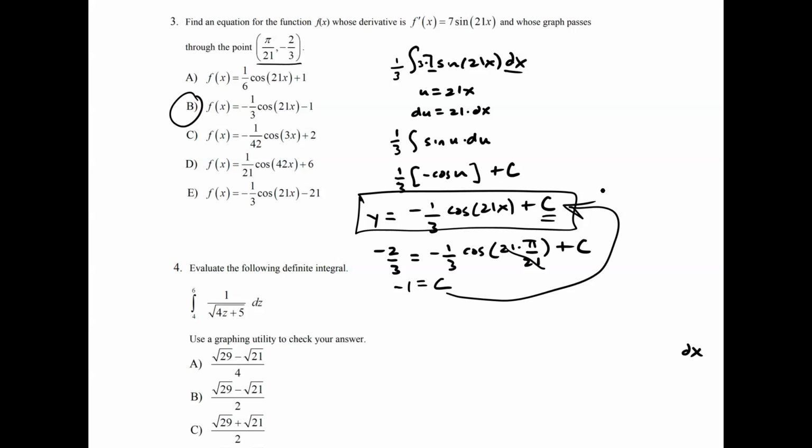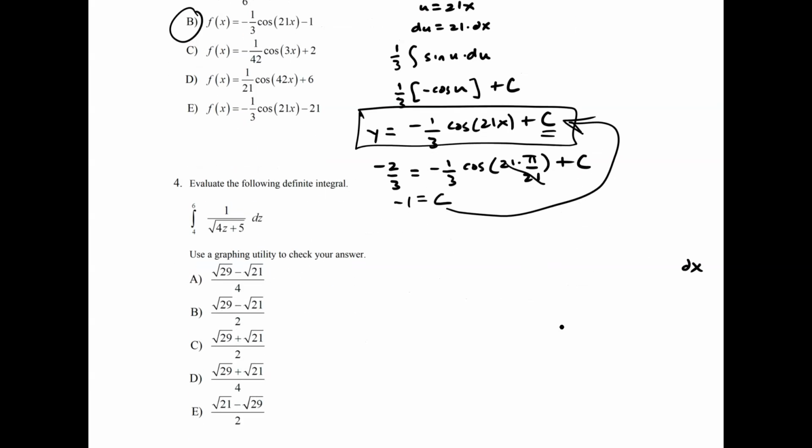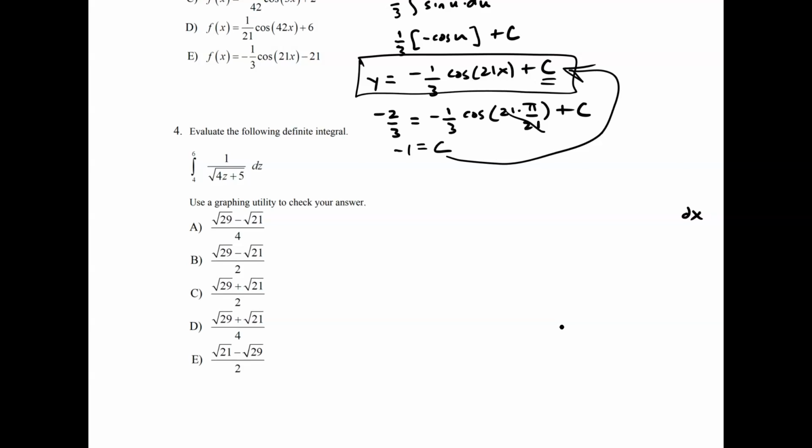Okay, one more question here, number 4, a definite integral. So in this one, I see a composite function, so I would again let u equal 4z plus 5. That's the inner part of the composite function. My du would be 4 times dz. Do we have 4 times dz? No, we have 1 times dz. So let's multiply that by 4. But if I multiply that by 4, I need a 1/4 in front.